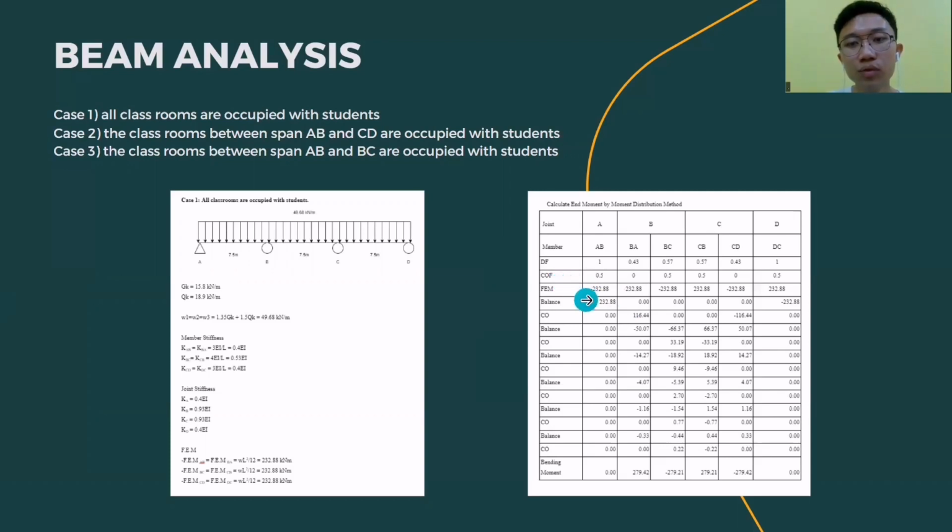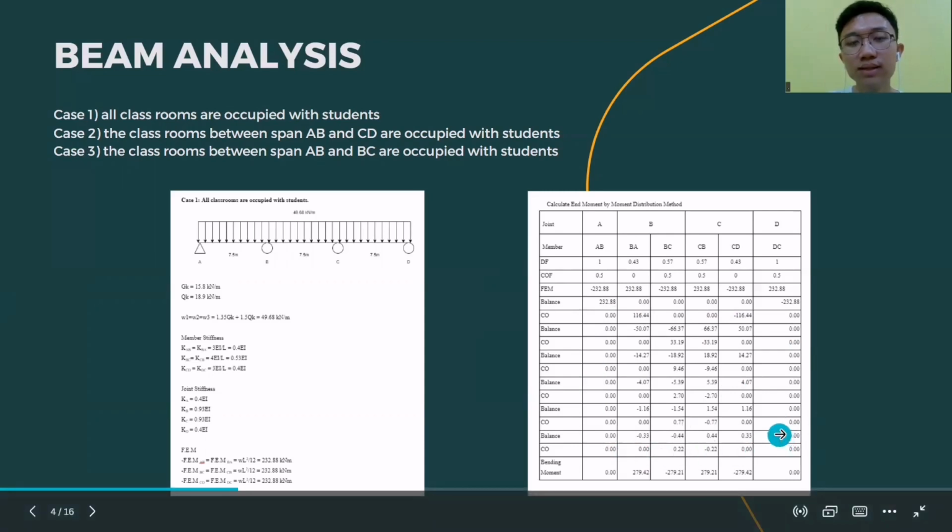Hence, we will carry half of the FEM balance at here into the BA. Then we will continue the procedure until we get the moment at here less than 0.5.